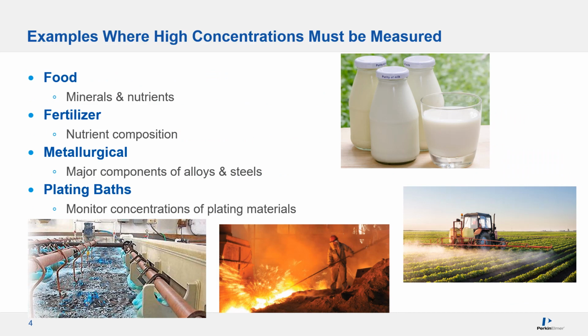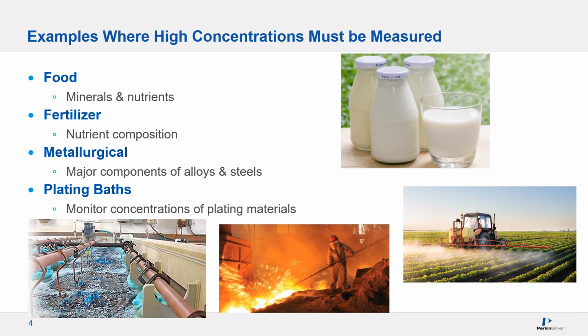There are many different sample types and application areas where high concentrations must be measured. If we look at food analysis, for example, concentrations of minerals and nutrients must be known in order to assess the nutritional quality of the food. In addition, these must be known accurately for labeling purposes. Going hand in hand with food is the nutrient content of fertilizers. A lot of what we put in the ground is what ends up in our food, so we have to know the nutrient composition of fertilizers exactly.